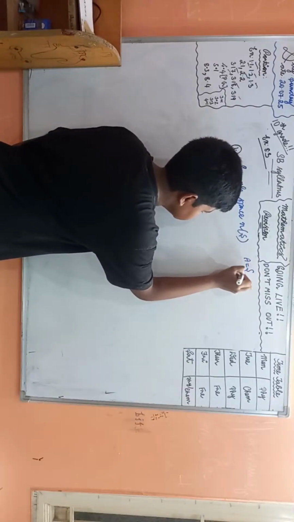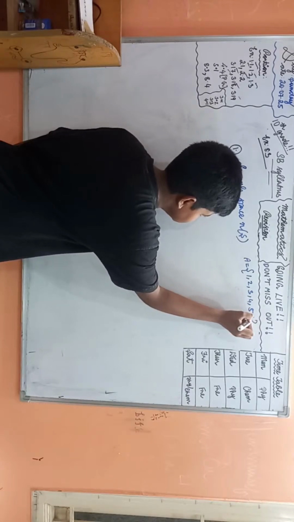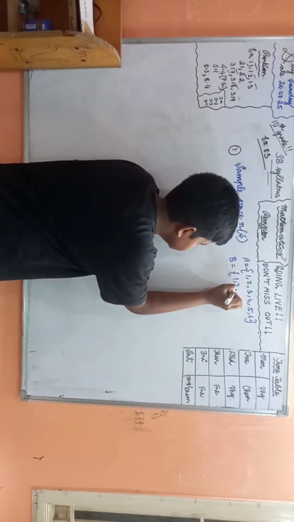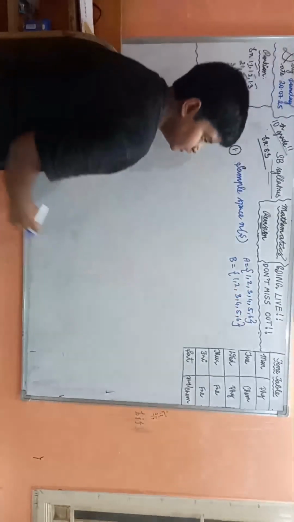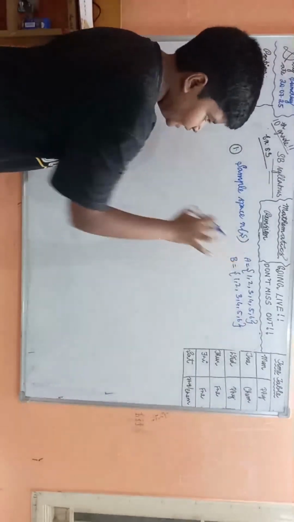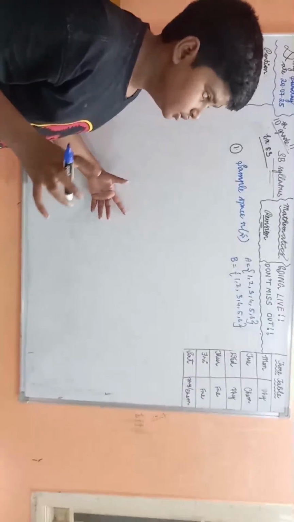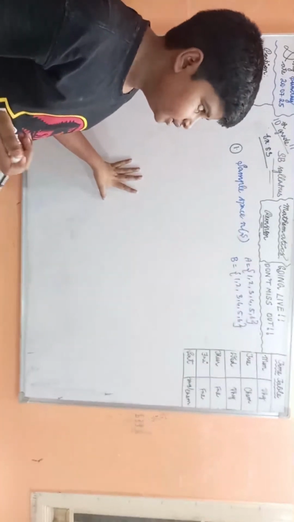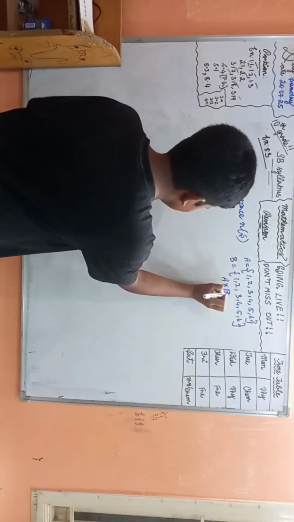A is equal to 1, 2, 3, 4, 5, 6. B is equal to 1, 2, 3, 4, 5, 6. So the reason why I have done all of these 6 is, A is one dice or die, B is also another dice or die. So both of them have 6 numbers. So you gotta find A into B. So we're gonna find A into B.